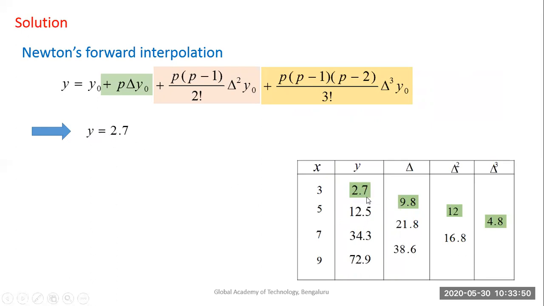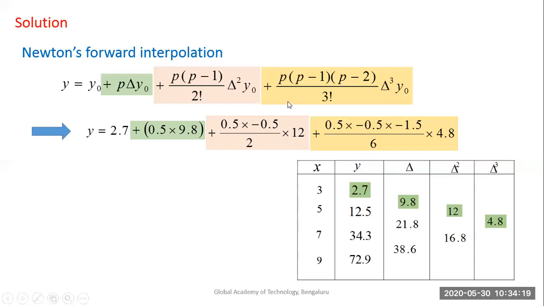So we know y0 is 2.7. From this table, plus p is 0.5 into 9.8. So 9.8 is the first forward difference, the first value in the first forward difference. Next, p is 0.5. 0.5 minus 1 is minus 0.5. 2 factorial is 2. Delta square y0 is the first of the second forward differences, that is 12. Then 0.5 minus 1 is minus 0.5, 0.5 minus 2 is minus 1.5, divided by 3 factorial, that is 6. Delta cube y0 is 4.8.